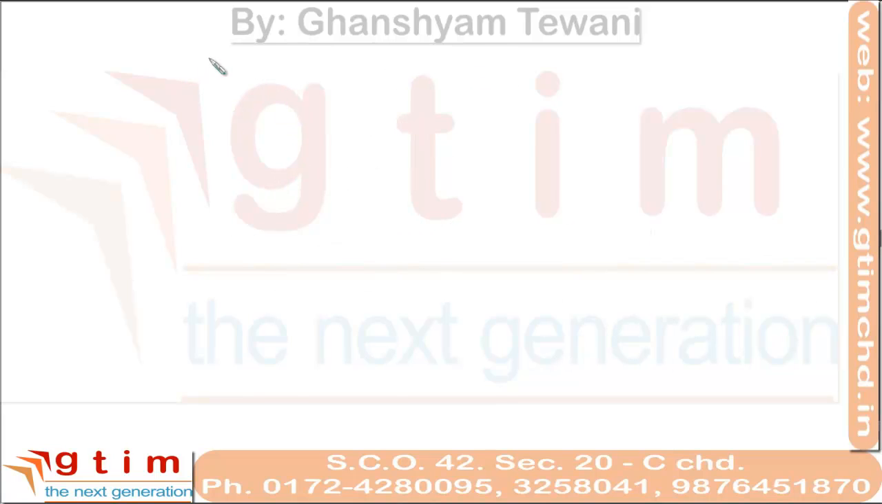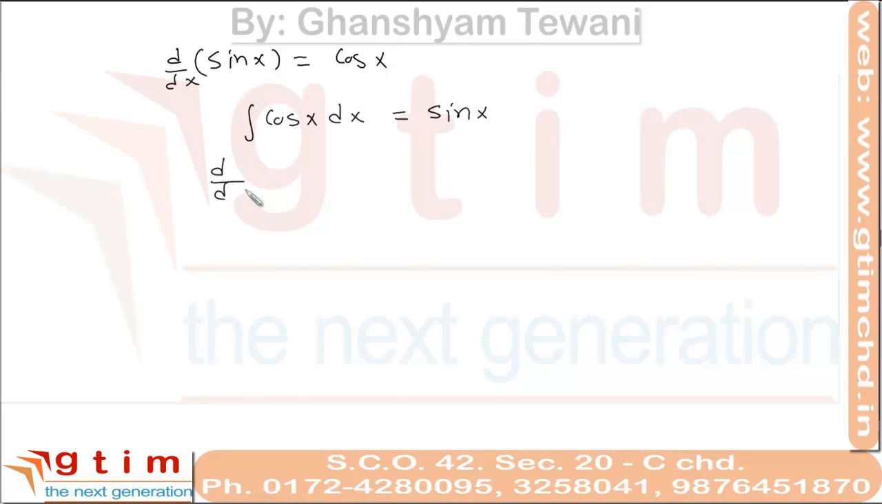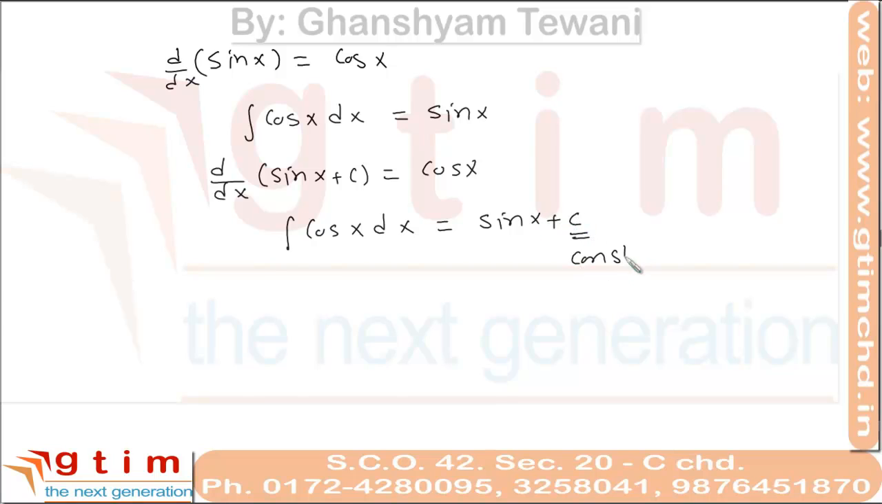For example, the derivative of the sin x function is cos x, then we write the integration of cos x with respect to x is sin x. Also d by dx of sin x plus c is equal to cos x, so in general we write the integration of cos x is sin x plus c. This c is called the constant of integration.